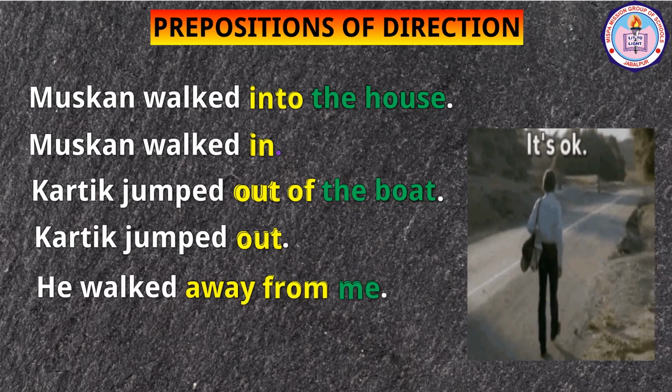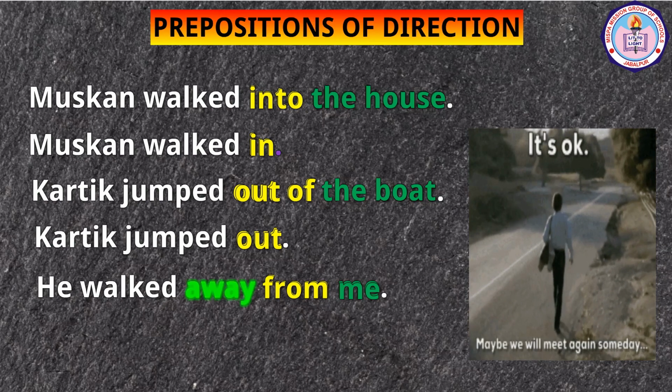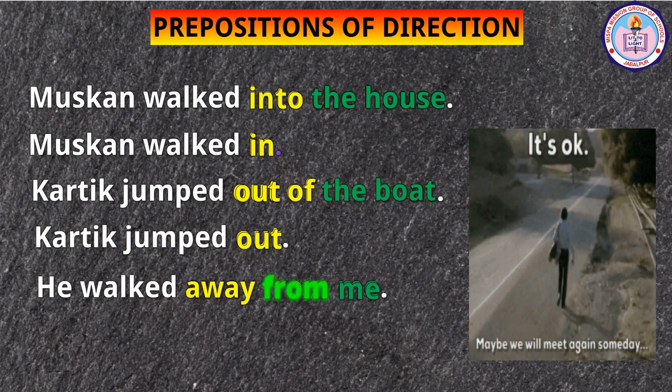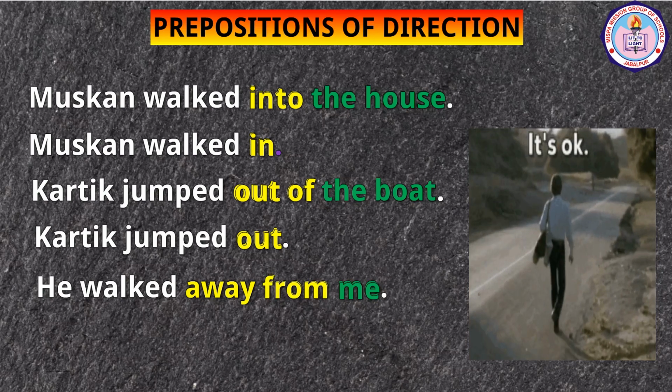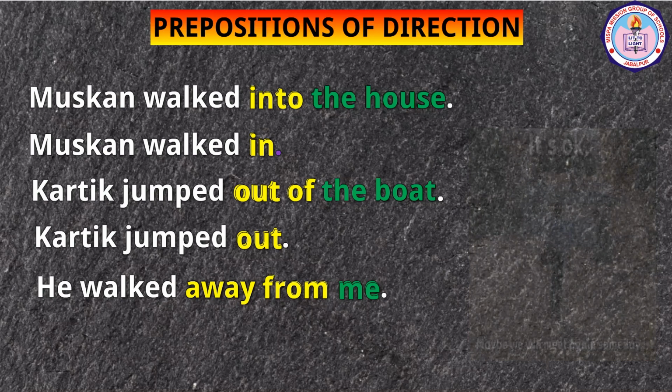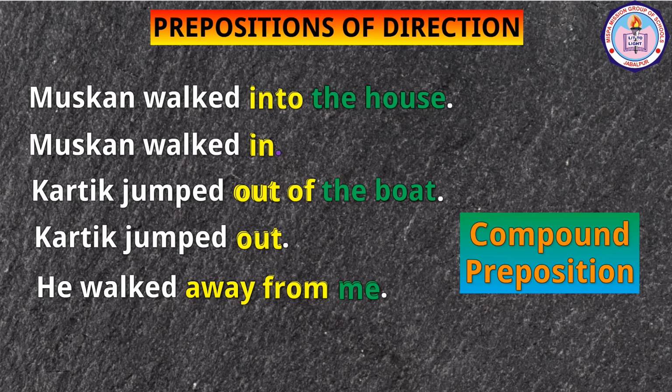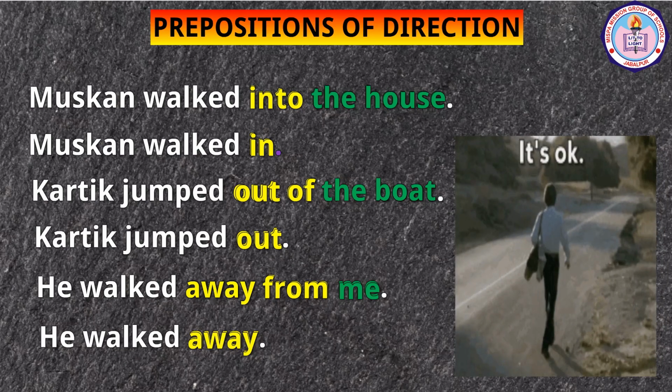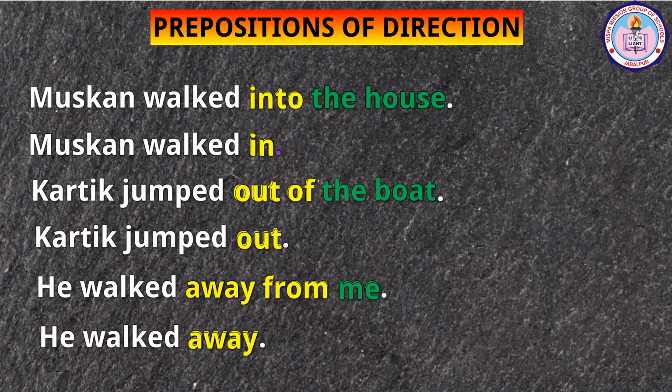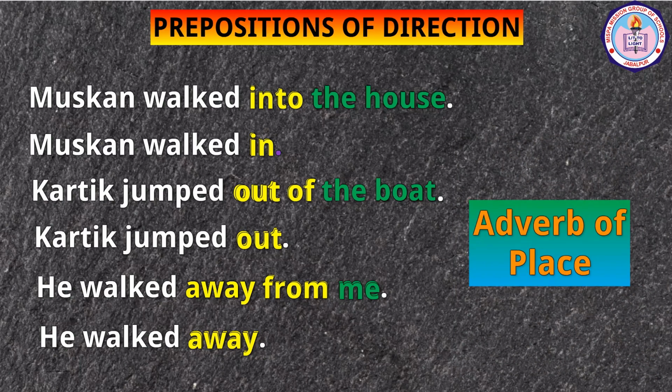He walked away from me. Here, away is accompanied with from and has the object me. So, away from is a compound preposition. He walked away. Here, away has no object, hence it is an adverb of place.